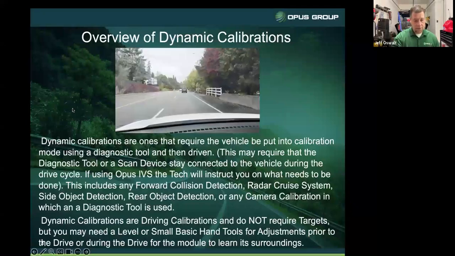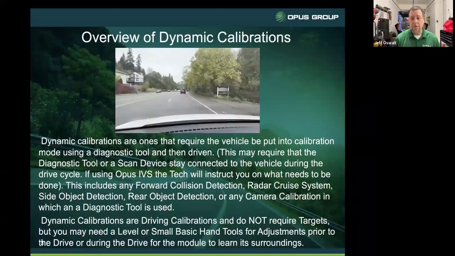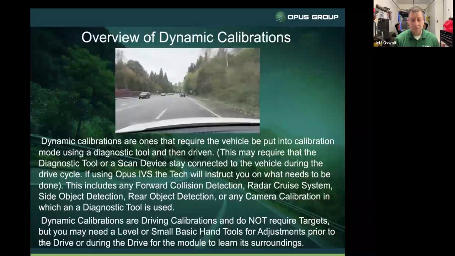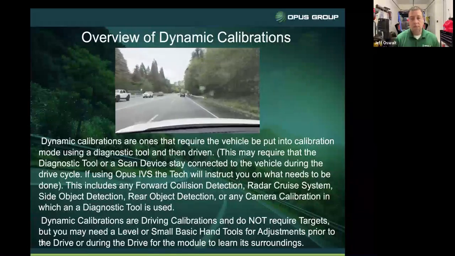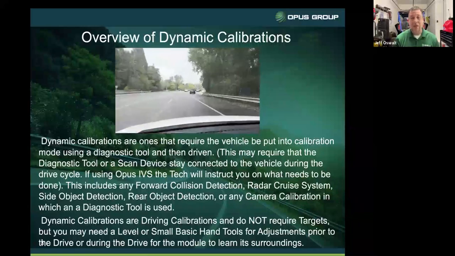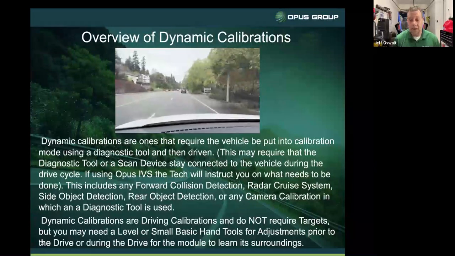So dynamic calibrations are ones that require the vehicle to be put into a calibration mode, generally using a diagnostic tool, and then driven, right? This may require that the diagnostic tool or the scan device stay connected during the drive cycle of the vehicle.